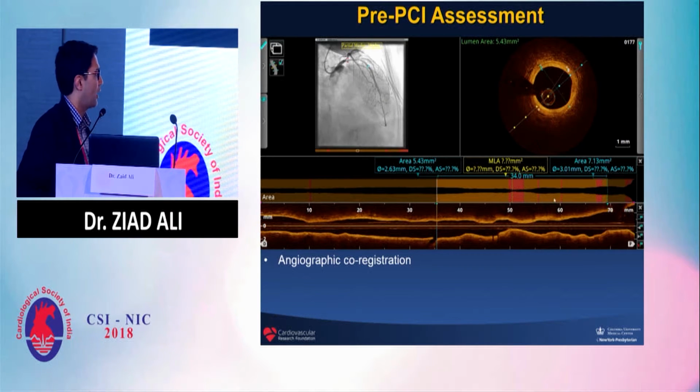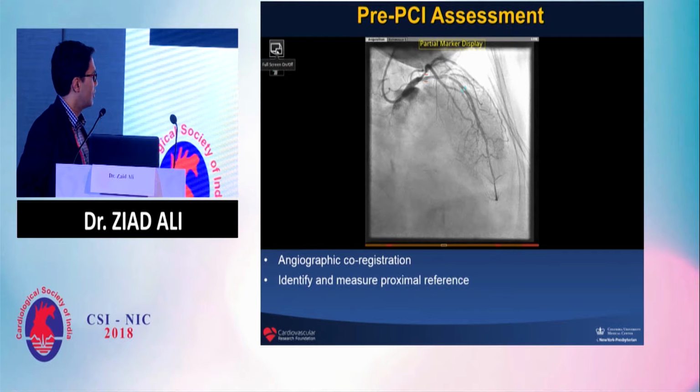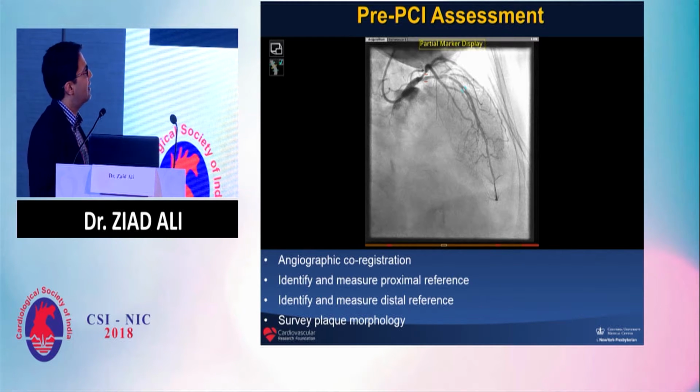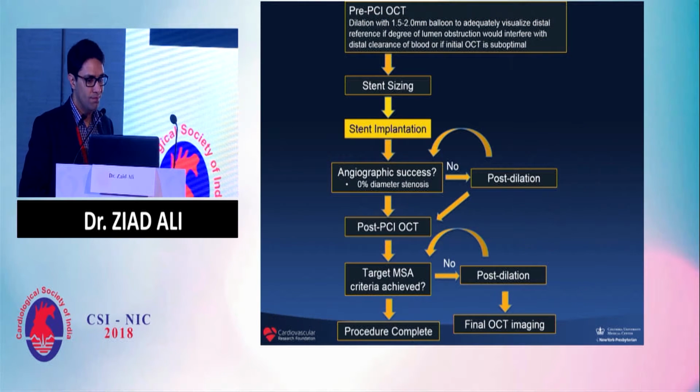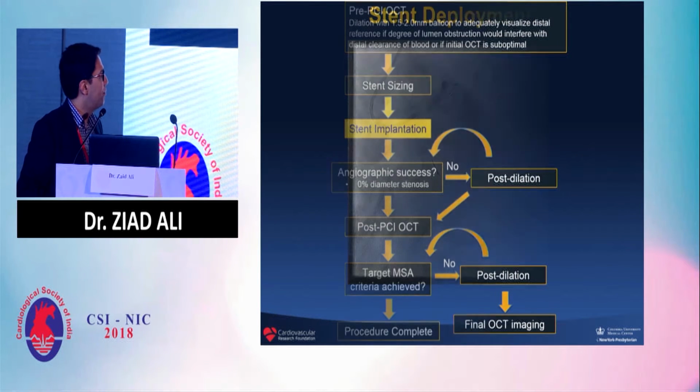So let's see what we've done. We've done angiographic co-registration. We've identified and measured our proximal reference. We've identified and measured our distal reference. We've surveyed the plaque morphology, and we have determined exactly where our stent needs to land. This took 95 seconds. At this point, you implant your stent.